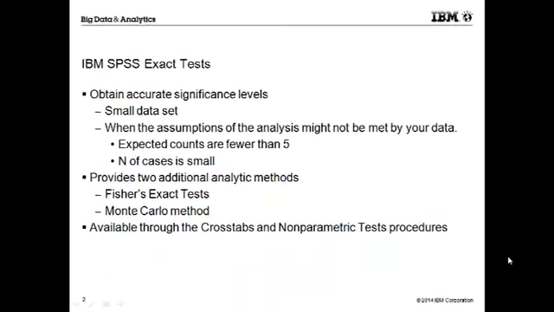IBM SPSS Exact Tests give you the capability to obtain accurate results when you have to work with small data sets or when the assumptions of the analysis might not be met by your data. This add-on module provides two additional analytic methods to do this, the Fisher Exact Test and the Monte Carlo method, and they are available through the crosstabs and non-parametric test procedures in SPSS Statistics.